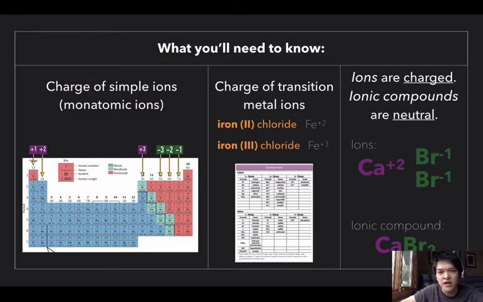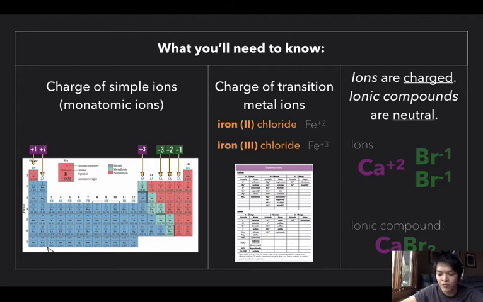For transition metal ions, remember how these ions can have different charges. For example, iron 2 has an iron with a positive 2 charge, and iron 3 is an iron with a positive 3 charge. So those Roman numerals inside the parentheses tell you the charge of the ion.